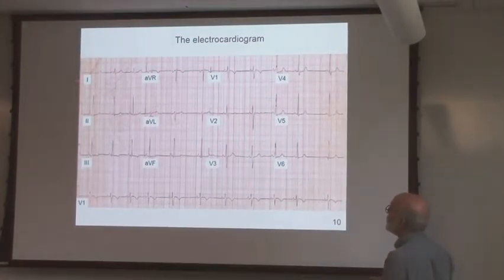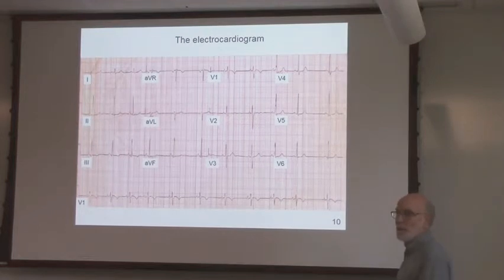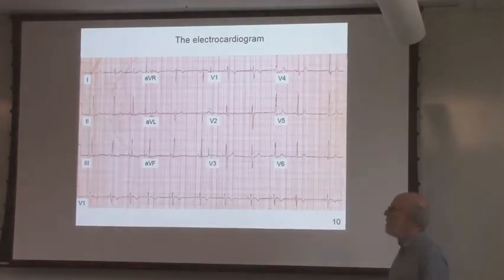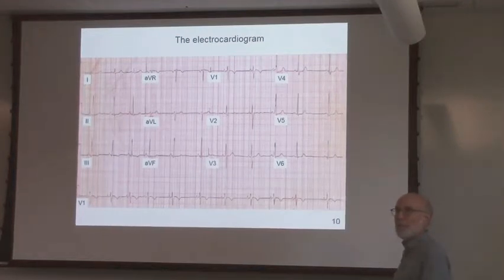So lead 1, 2, and 3, and V1, one of the precordial leads that we haven't talked about at all, is recorded at the same time. Lead AVR, AVL, AVF, and V1 are recorded at the same time. This signal right here is exactly the same as this signal right here. So you're going to be working with this in the problem set.